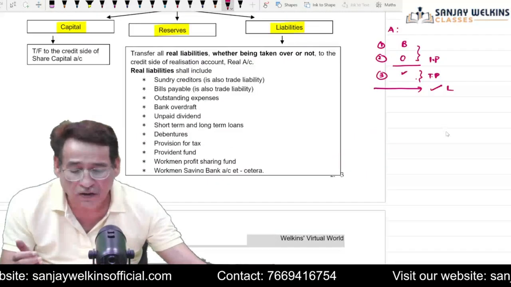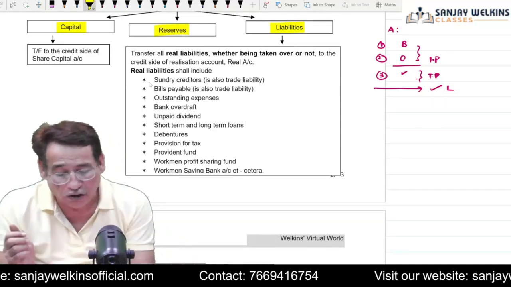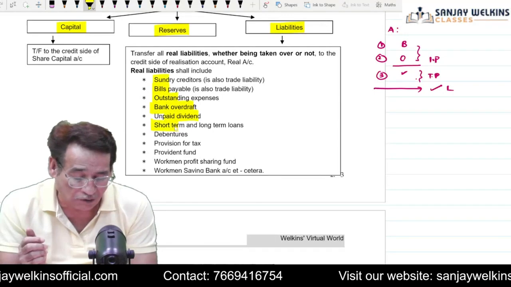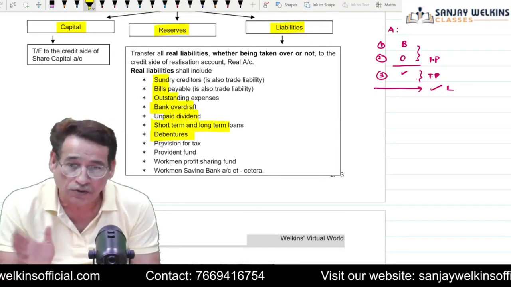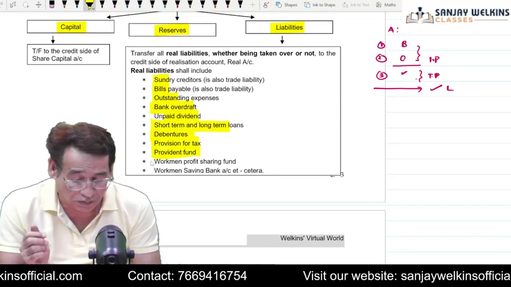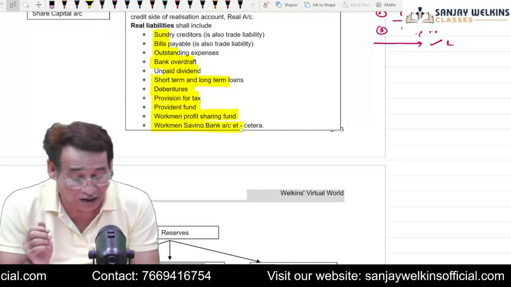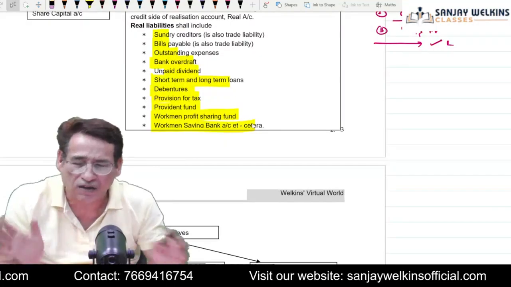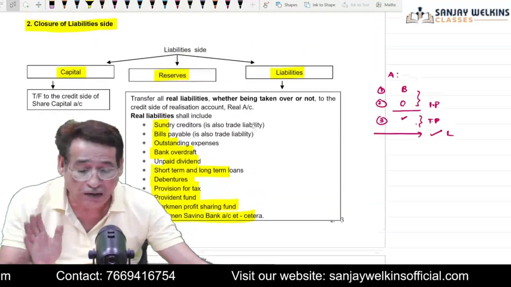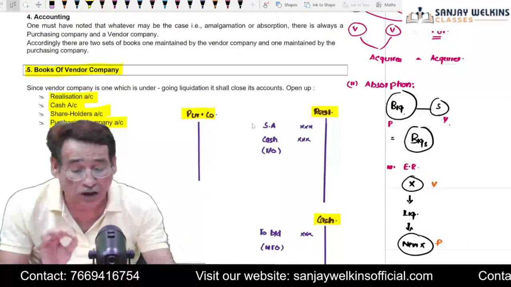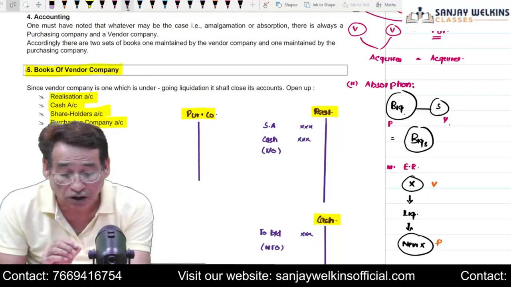I have given a list of liabilities also, like sundry creditors, bills payable, outstanding expense, bank overdraft, unpaid dividend, short and long term loans, debentures, provisions, provident fund, workmen profit sharing fund, workmen savings bank account, etc. So all these are liabilities. Whatever liabilities are there in the question, you are going to post them to the credit side of the realization account.